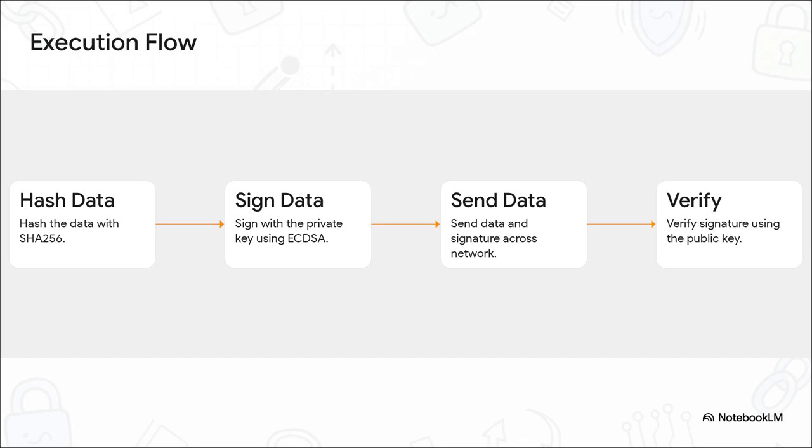First, you hash the data to create a tiny digital fingerprint. Second, you sign that fingerprint with your private key. Third, you send both the raw data and the signature across the network. But step 4 is absolutely critical. The receiving server must always verify the signature using the public key before doing absolutely anything else.